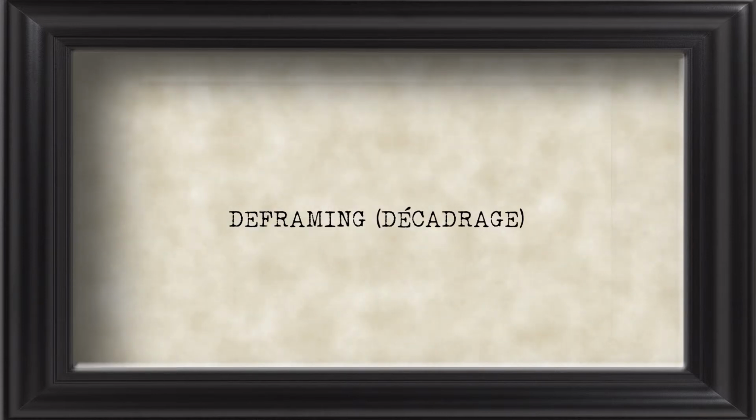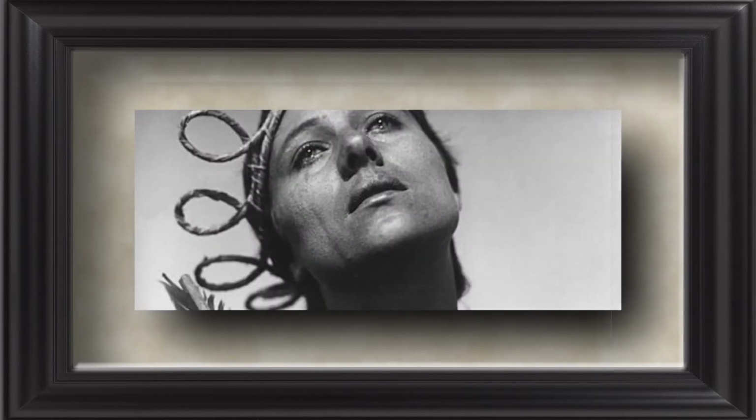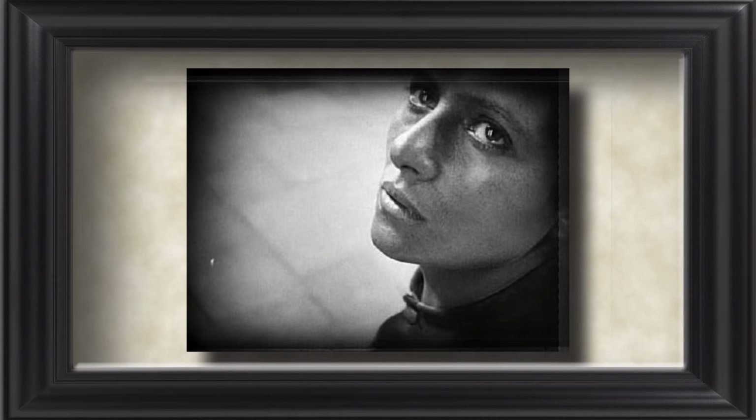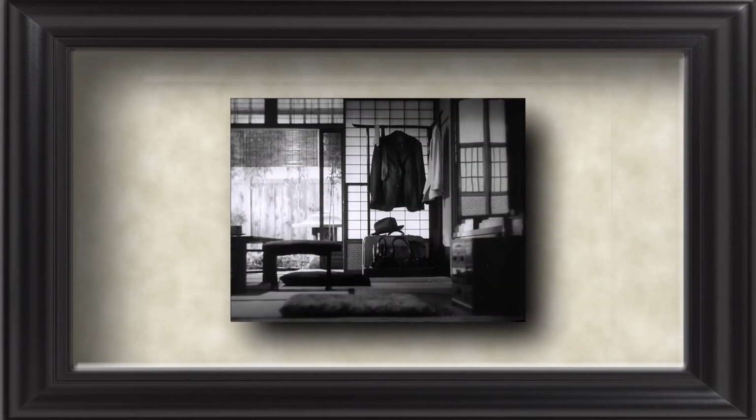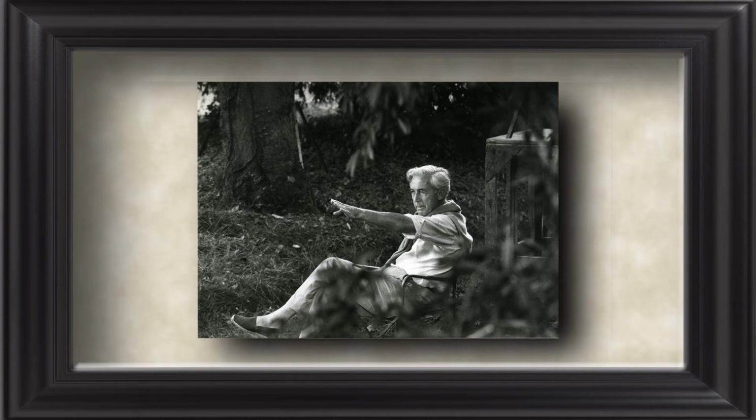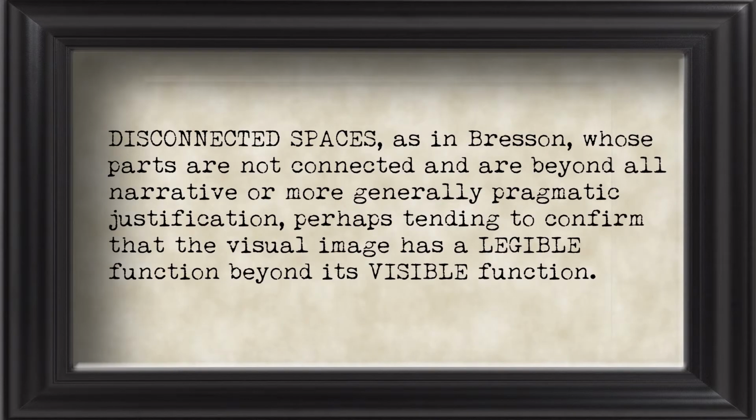Bonitzer has constructed the interesting concept of deframing, decadrage, in order to designate these abnormal points of view which are not the same as an oblique perspective or a paradoxical angle, and refer to another dimension of the image. We find examples of this in Dreyer's cutting frames, faces cut by the edge of the screen in The Passion of Joan of Arc. But we see it even more in empty spaces like those of Ozu, which frame a dead zone, or in disconnected spaces as in Bresson, whose parts are not connected and are beyond all narrative or more generally pragmatic justification, perhaps tending to confirm that the visual image has a legible function beyond its visible function.